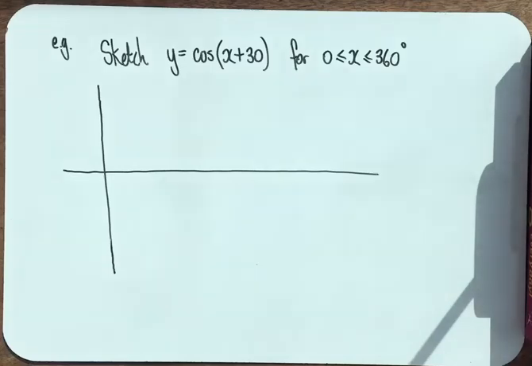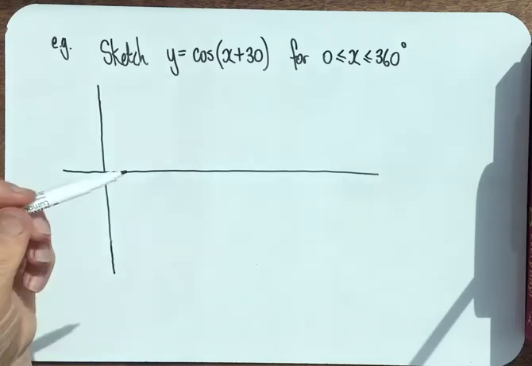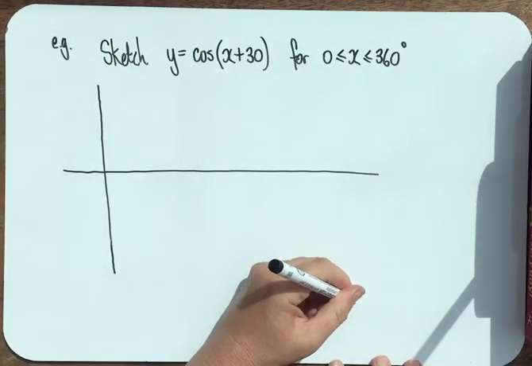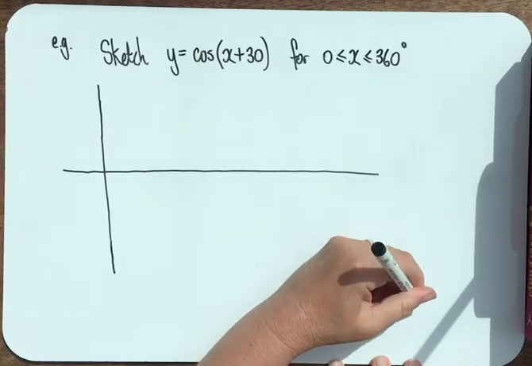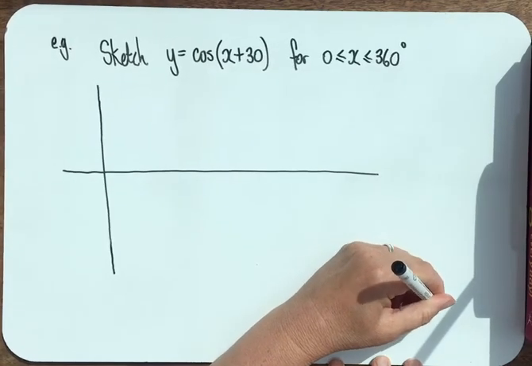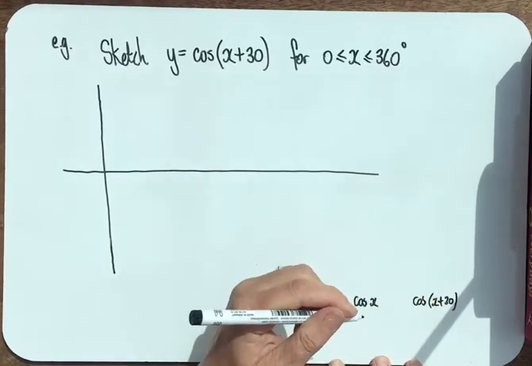Okay, two more trig transformation sketches. First one, sketch y equals cos of x plus 30. So like the others, you need to work out what transformation you're dealing with. So cos x is going to cos of x plus 30.